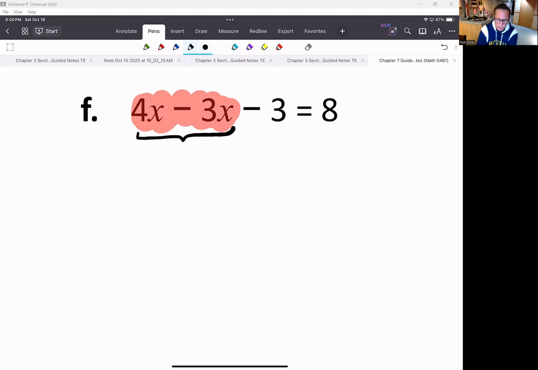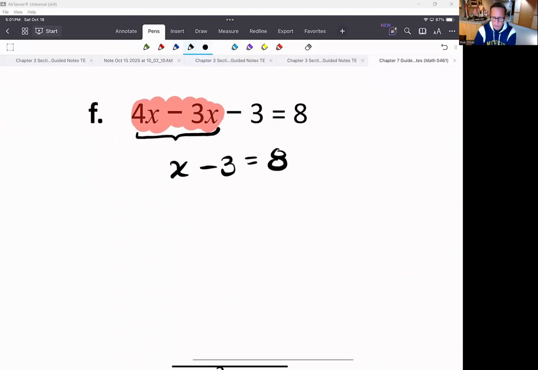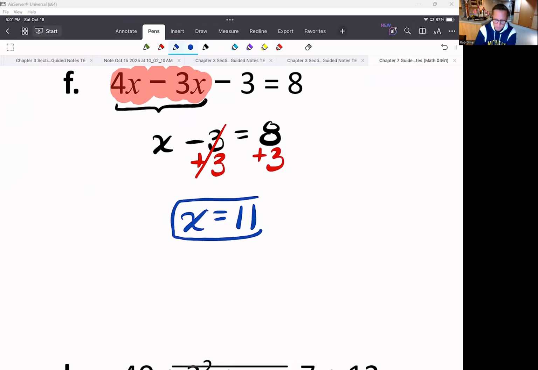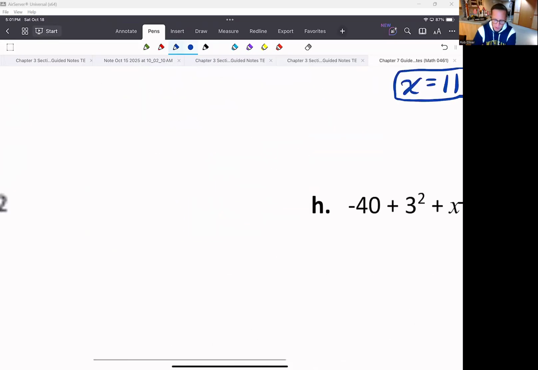Now, 4x and 3x, this just makes x. So I'm going to rewrite the problem. So we got x minus 3 equals 8. Okay, now we have a new problem. And now it's just a matter of adding 3 to both sides. Add 3 to both sides, and then there you have it. X equals 11. Easy, right? All right, next one.